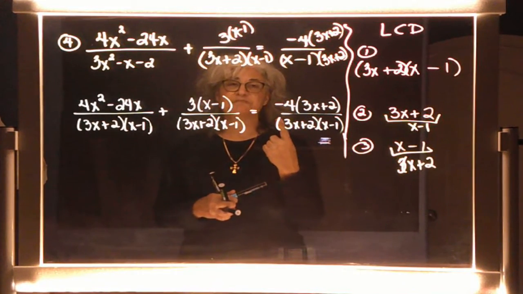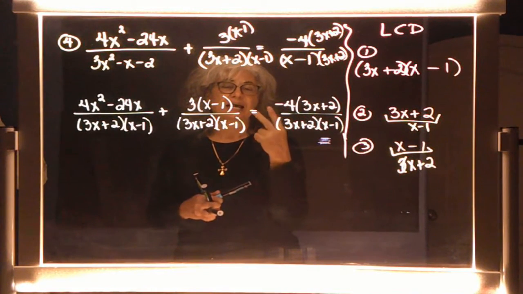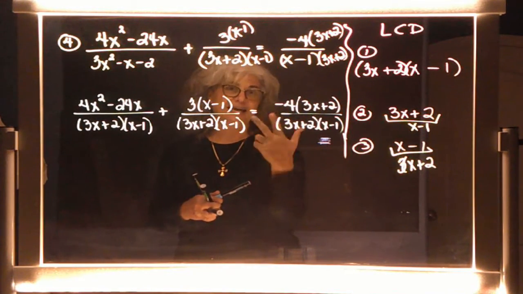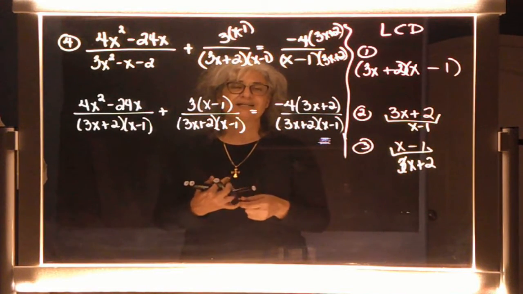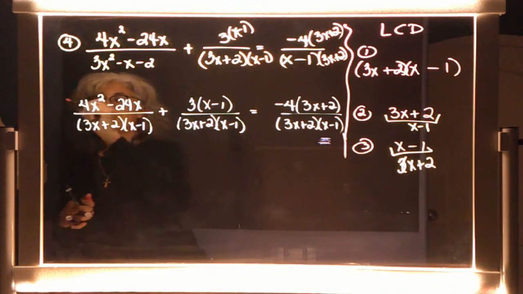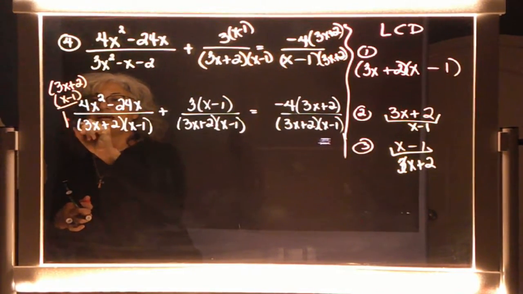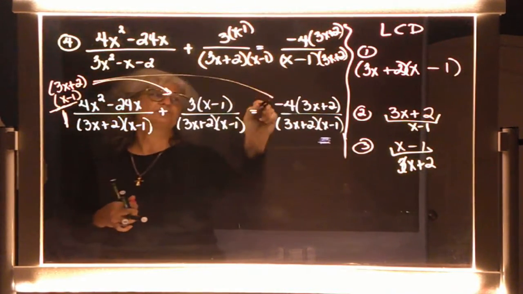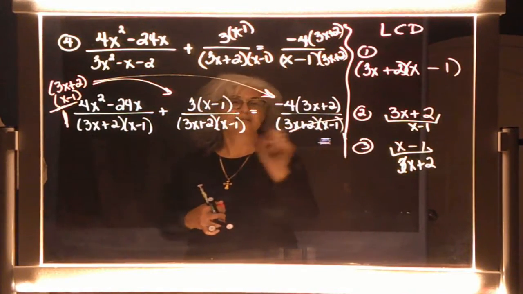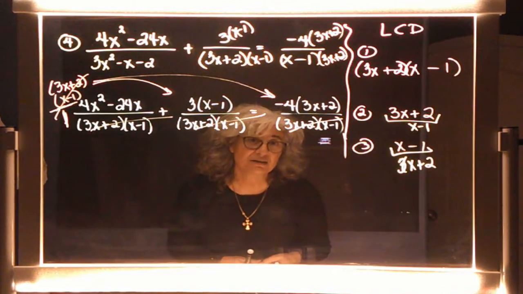Found our common denominator, multiplied each fraction by what we needed to, and next, we got to get rid of all these denominators, right? How? Good, we multiply by the common denominator. So the common denominator is the quantity 3x plus 2 times x minus 1, and that's over 1, right? So I don't multiply it to just the first fraction, I have to multiply to all three, which ends up canceling all three denominators. With me?